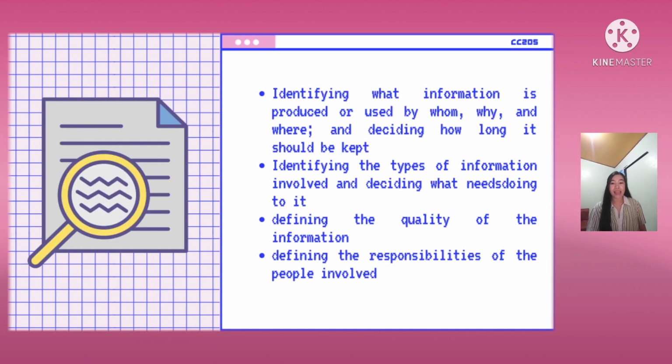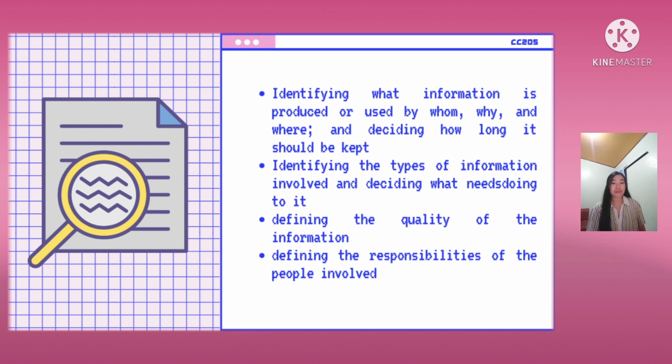First, identifying what information is produced or used by whom, why, and where, and deciding how long it should be kept. The first step in managing information is to think about users of information and what they want to achieve. Second, identifying the types of information involved and deciding what needs doing to it.